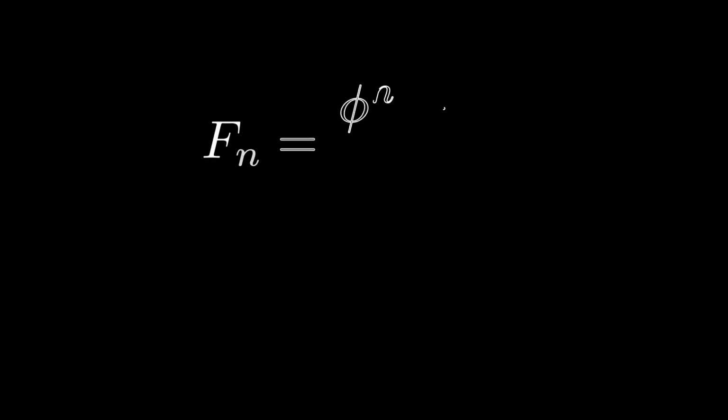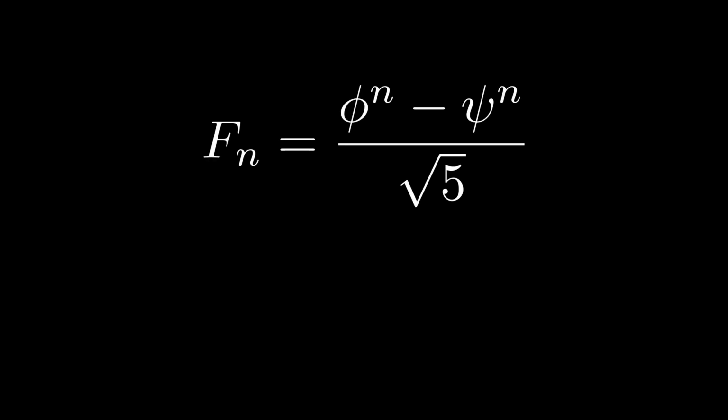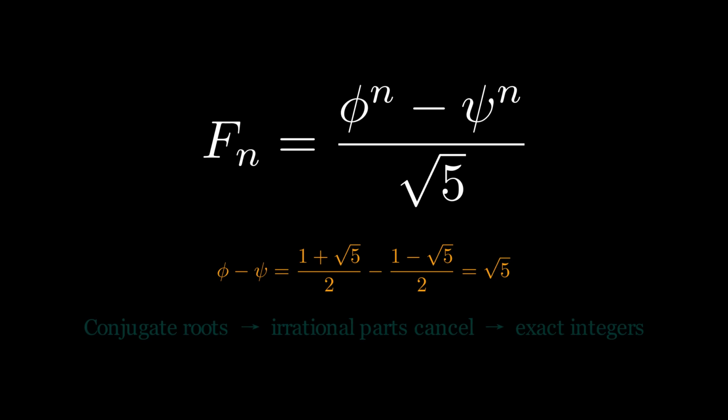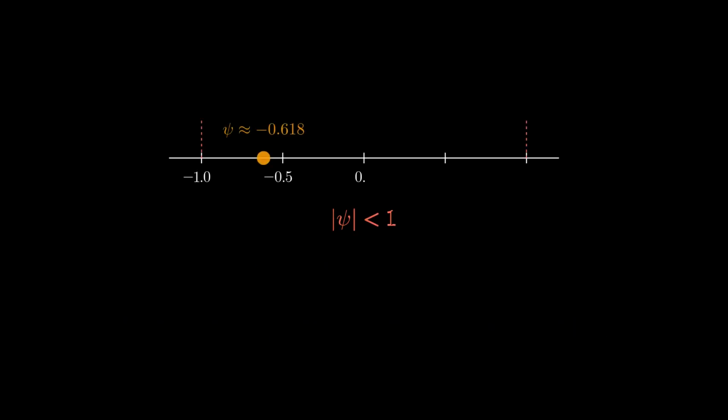Write the full formula. F of n equals phi to the n minus psi to the n, all over root 5. Why root 5? Phi minus psi equals root 5. That gap between the roots is exactly what normalizes a to 1 over root 5. The irrational parts do not cancel by accident. They cancel because phi and psi are conjugate roots. It is forced. Now the final piece.